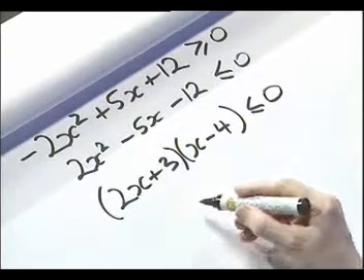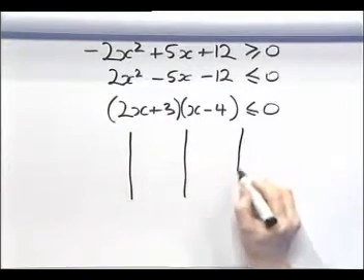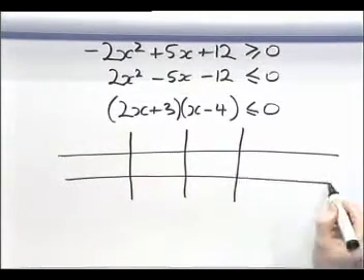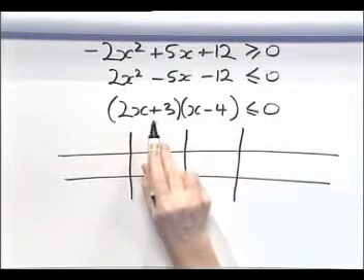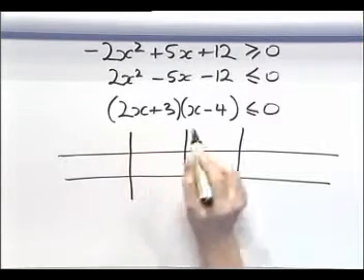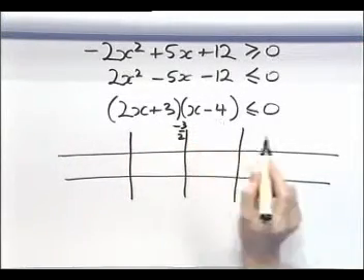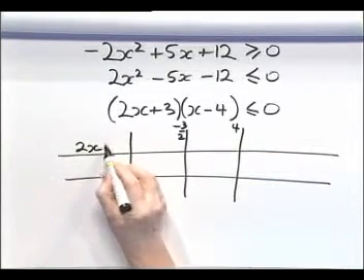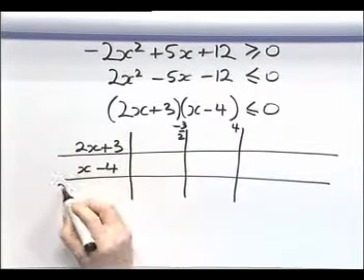Again, I'm going to do a grid. This factor is 0 when x is minus 3 over 2. This factor is 0 when x is 4. We write in the two factors, and we write in the product.